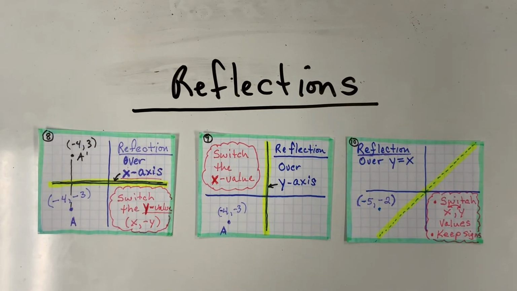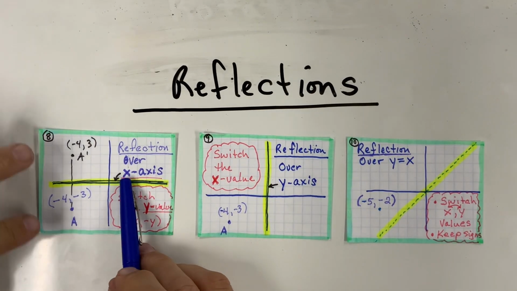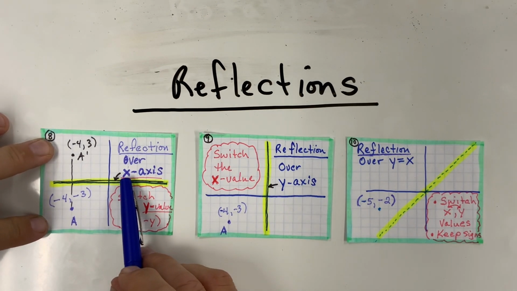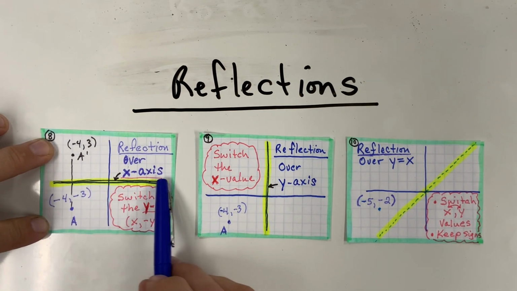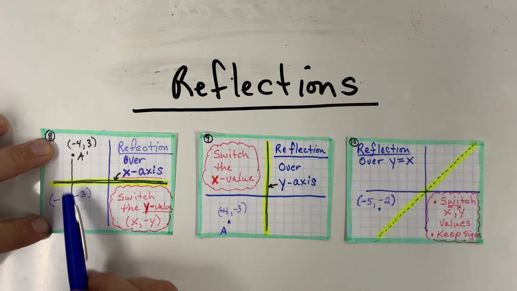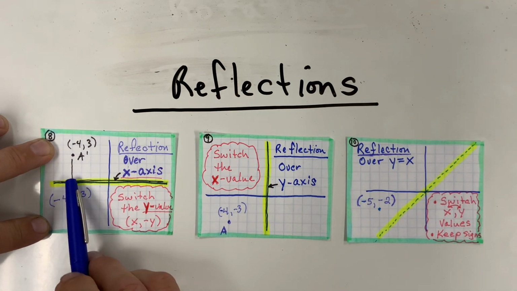All right, this video is going to walk you through how to do reflections. In the first reflection, it asks you to reflect across the x-axis. Now, if you're going to do that physically on the picture, if there was a mirror here, you just ask yourself, how far is this point from the mirror? Well, it's 1, 2, 3 units away.